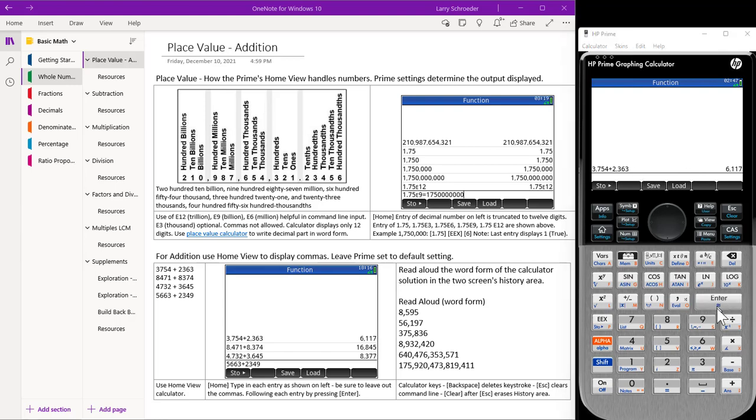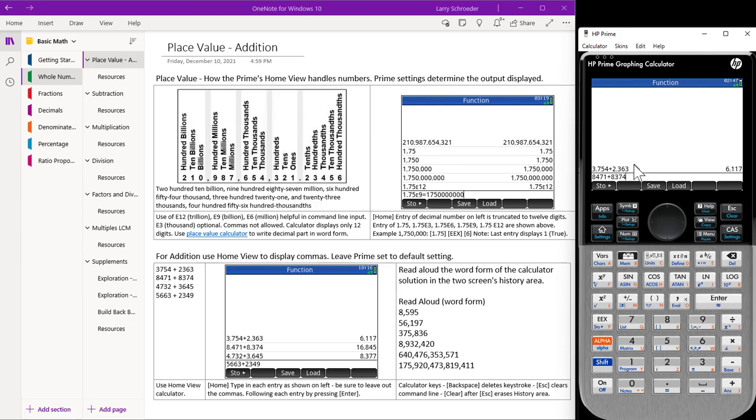The second problem is 8,471 add 8,374. We're going to stop right here so that you notice that there are no commas in our command line when we enter these numbers.